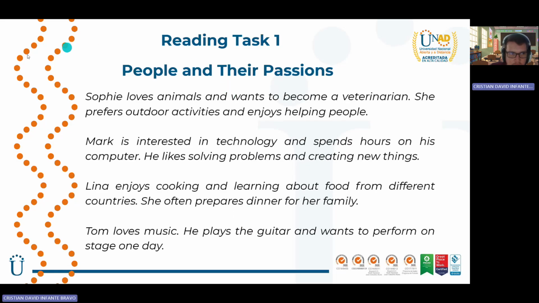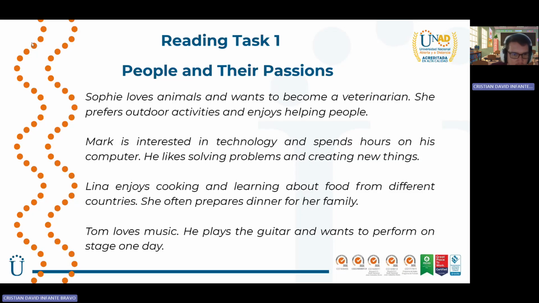So now I choose one of the students to read this quickly. Reading text one, people and their patients. Sophie loves animals and wants to become a veterinarian. She prefers outdoor activities and enjoys helping people. Mark is interested in technology and spends hours on his computer. He likes solving problems and creating new things. Lina enjoys cooking and learning about food from different countries. She often prepares dinner for her family. Tom loves music. He plays the guitar and wants to perform on stage one day.